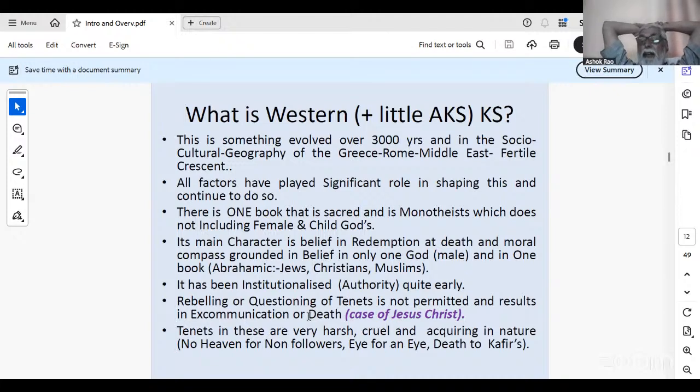Tenets in these are very harsh, very cruel, and they are very acquiring nature, all the time trying to grab something. For example, no heaven for non-followers, eye for an eye, death to kafirs. These are the kind of tenets on which this is built.